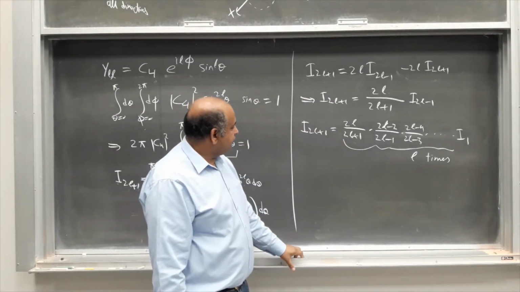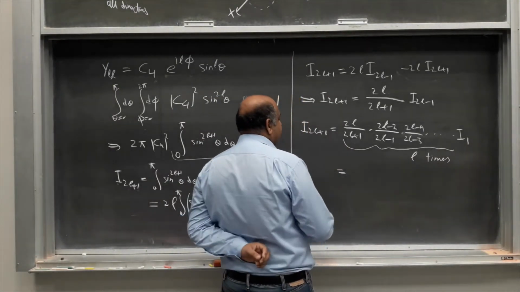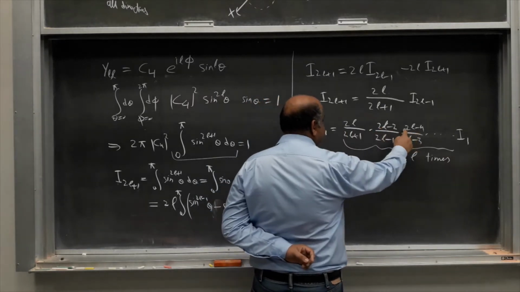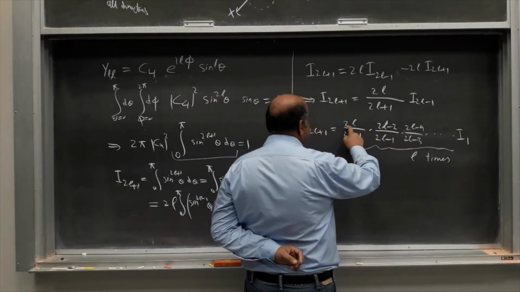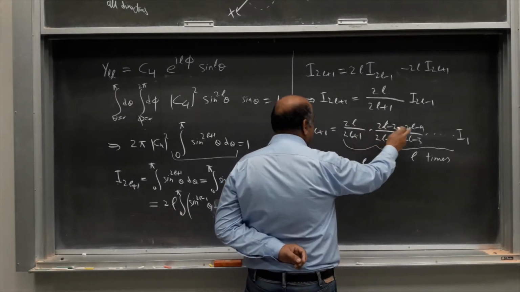Okay, so now I can note a couple of things. If I take 2 common from here, 2 common from here, 2 common from here, I get 2 power L, and then I will get L factorial.